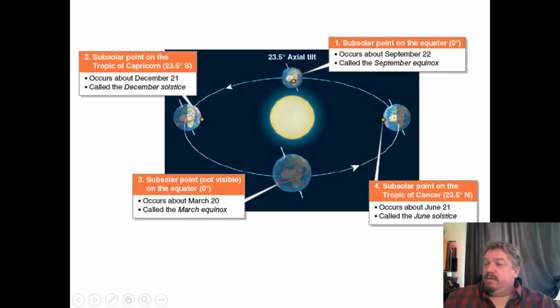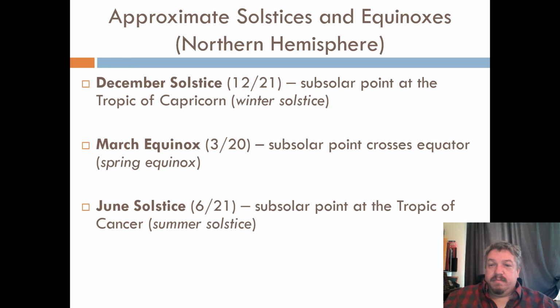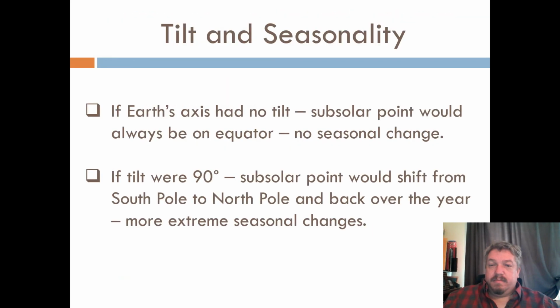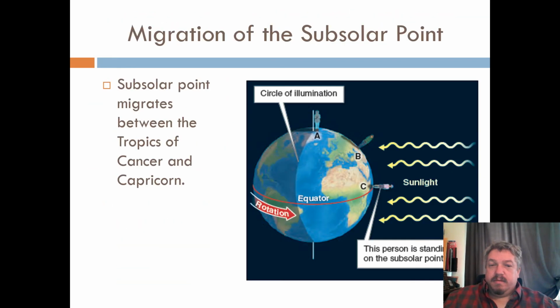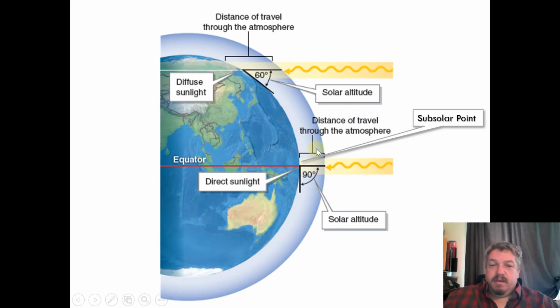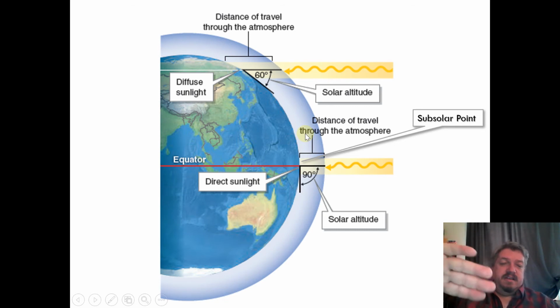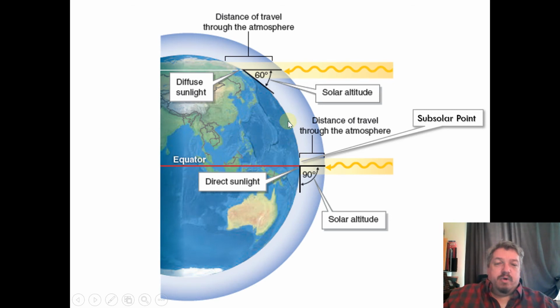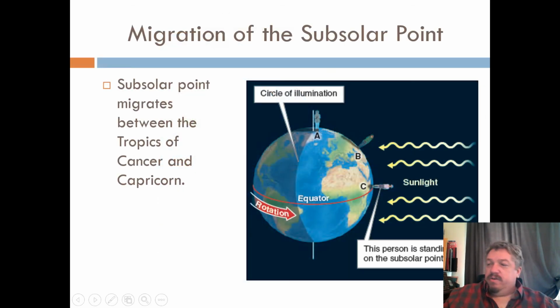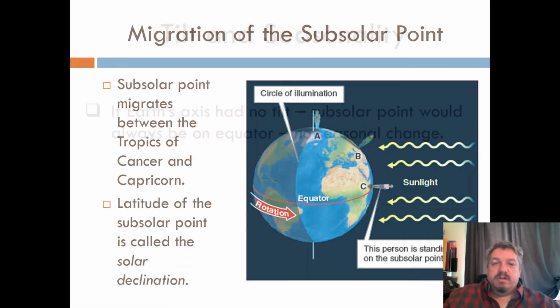Go back to those images. So the Earth right here, if you can imagine, in the picture, it's going to go like this and this relative to the sun. And so the subsolar point is going to migrate north, south, north, south. And it stays between those tropics.